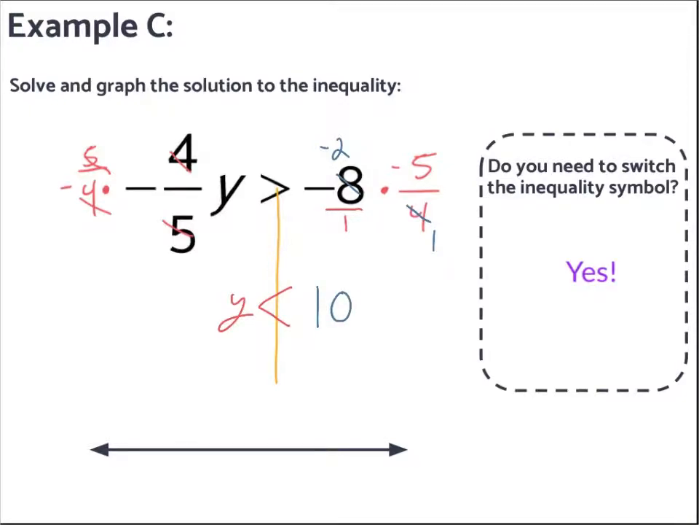So now we're going to go ahead and graph it. We're going to bring down our 10. Now we need to figure out if we're going to have an open dot or a closed dot. I see just less than there, no bar underneath, so I know it's going to be an open dot. And then I have to read it. y is less than 10, so the numbers that are less than 10 are going to be on my left, so that's where I'm going to draw my arrow, and that completes the problem.